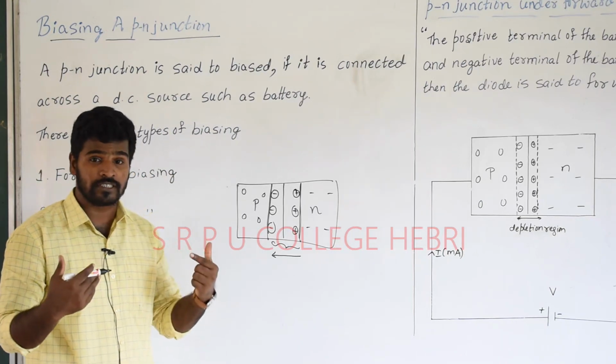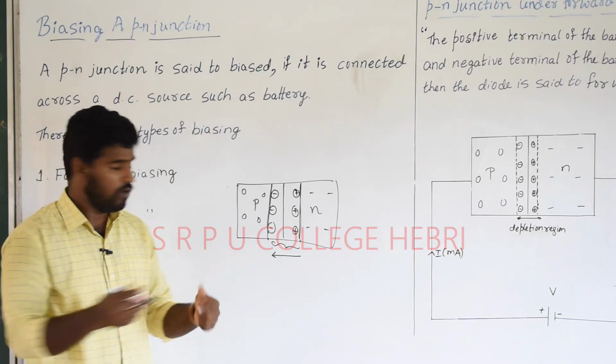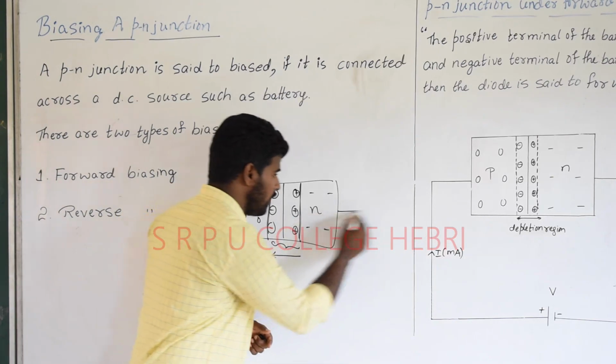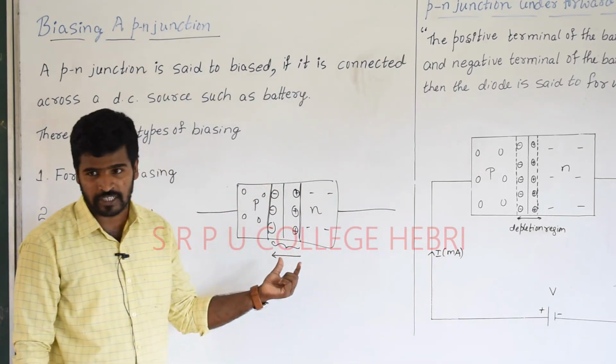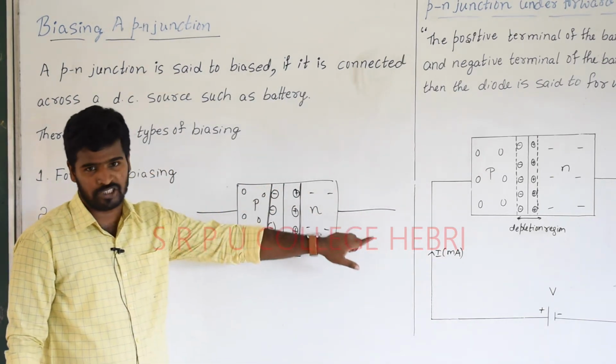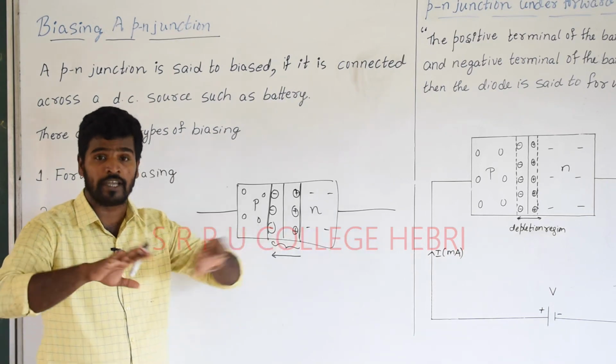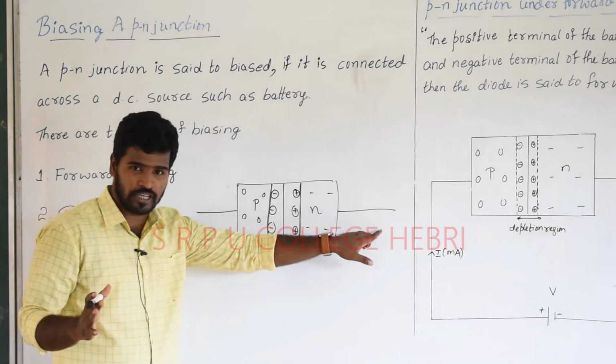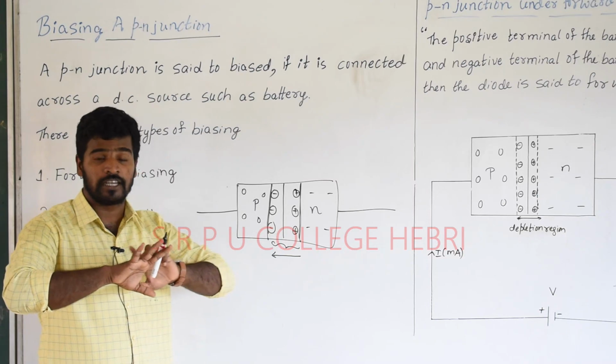And this diode is considered an unbiased diode. This semiconductor diode is considered an unbiased PN junction diode, since it is not connected to any terminal. There are two junctions, but we did not connect this junction anywhere.